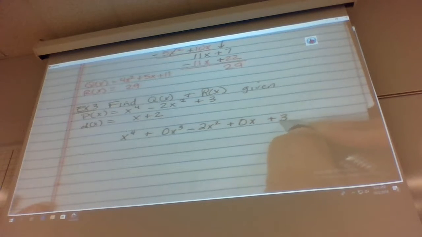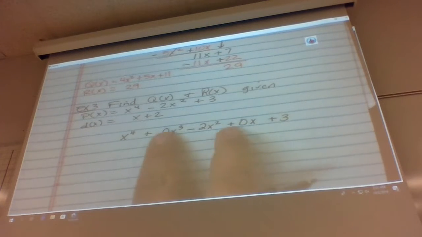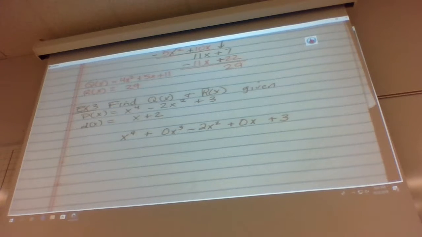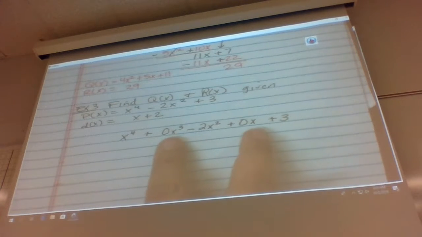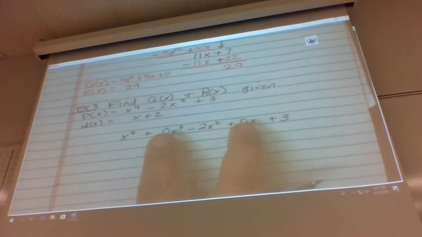I see what you're doing. It's not a 1x cubed or a 1x? No, it's just zero. There'll be zeros, so we're making them up. Or we can just write x cubed? No, because if you put x cubed, it means there's a 1, and there's no, like this one, there's a 1x to the 4th. So if you don't have an x cubed or an x or whatever's missing, you have to put zeros in there. You have to.